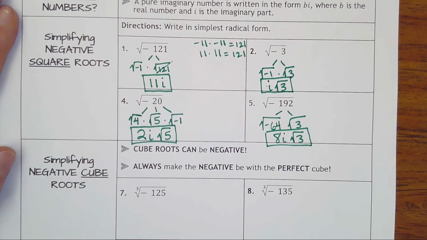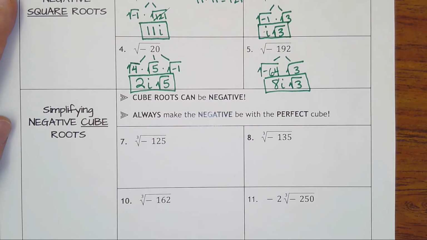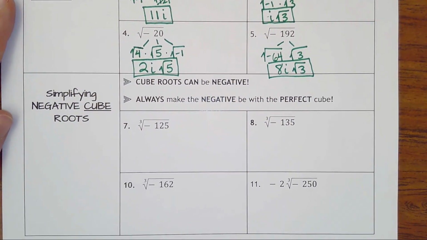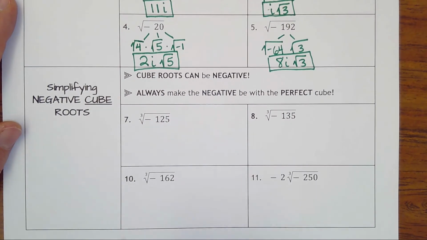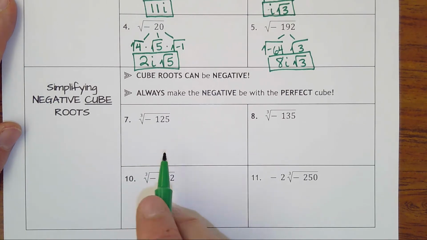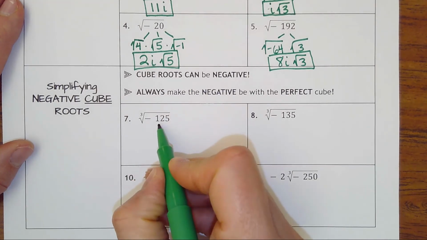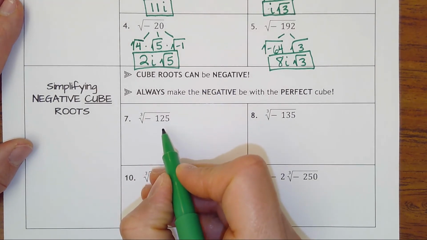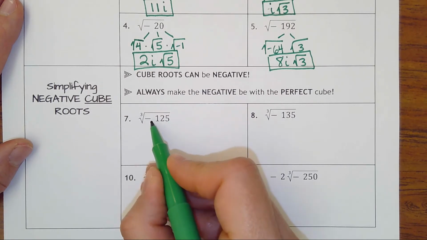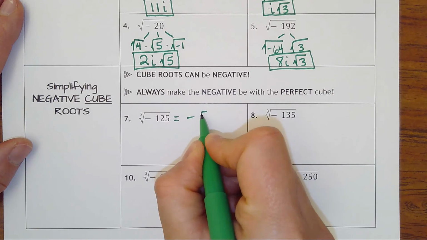Okay, so again, square roots cannot be negative. There's no number times itself that ends up being a negative. Talking about cube roots, they can be negative because you're taking a number times itself 3 times, an odd number of times. We're going to always make the negative be with the perfect cube. So -125 is already a number on our list. I know that the cube root of that is 5. Well, since it's negative, it must equal -5.